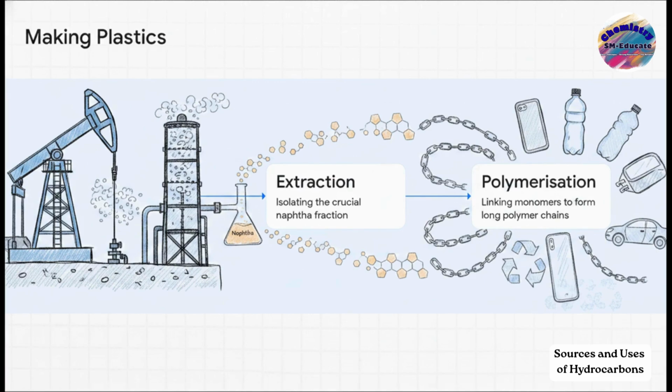At a refinery, crude oil gets distilled and separated into lighter groups called fractions. One super important fraction extracted is called naphtha. Through chemical processes like polymerization or polycondensation, the simple molecules in naphtha get linked together into long polymer chains. And boom, that is how we get the plastics we rely on every single day.